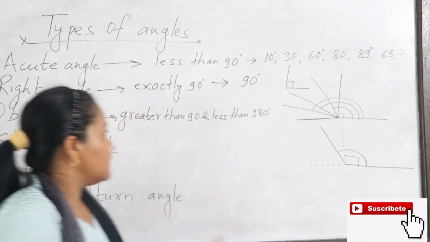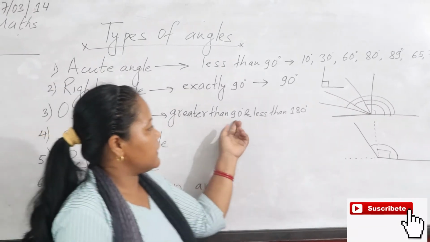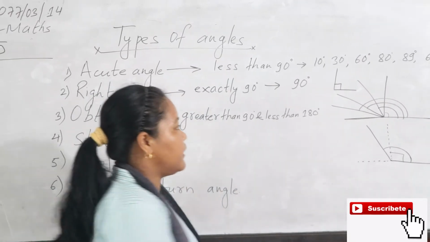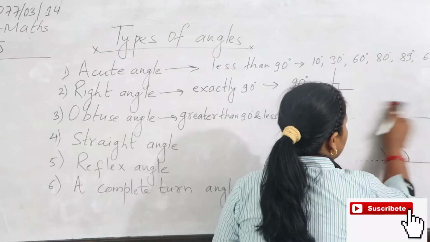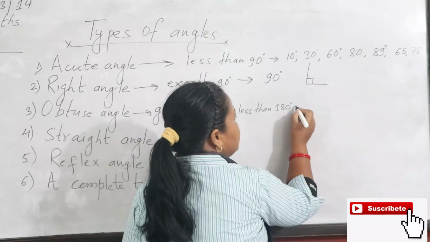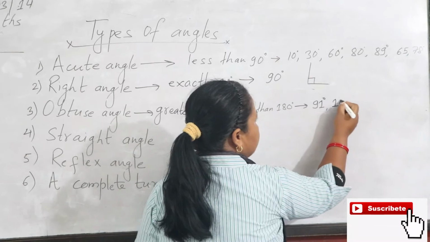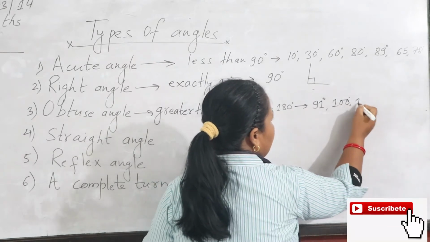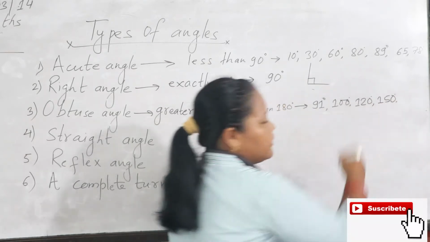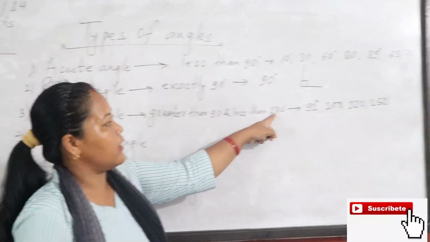Once again, the angle whose measurement is greater than 90 degree and less than 180 degree, they are obtuse angle. For example, how many degrees can we write here? Above 90 means 91 degree, 100 degree, 120 degree, 150 degree. Can we write here 180 degree? No. We say here less than 180 degree.